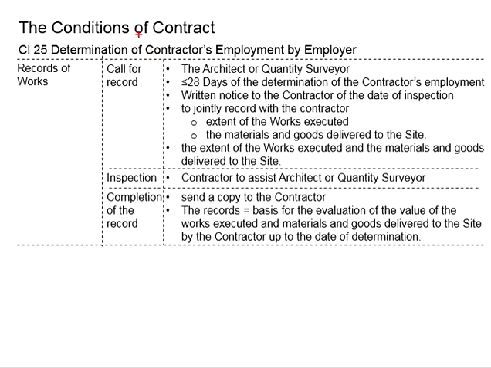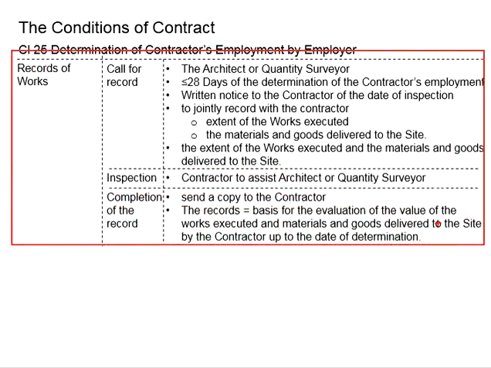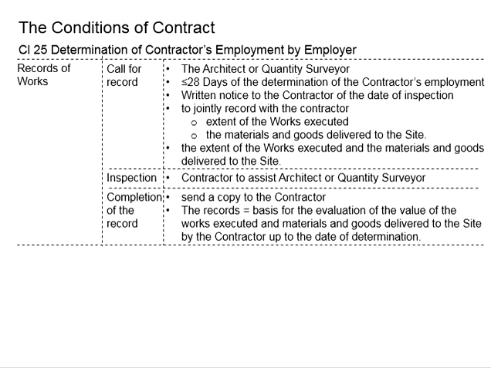Now that the contractor's employment has been determined by the employer, there is another important process here, to assess the status of the work, as well as to confirm the belongings, which should go to whom. With that, the architect or the quantity surveyor, within 28 days of the determination of the contractor's employment, gives a written notice to the contractor for the date of inspection.